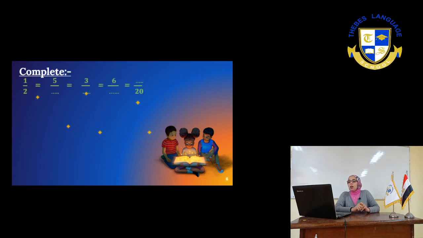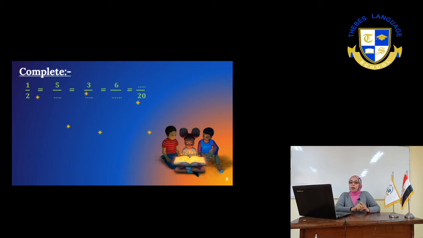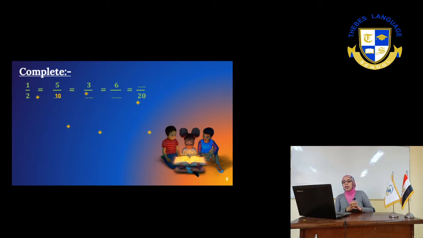Complete. 1 over 2, half, equals 5 over what? 1 becomes 5, it becomes bigger, so we'll multiply by 5. As we do up, we do the same down. 2 times 5 equals 10. Okay, next.